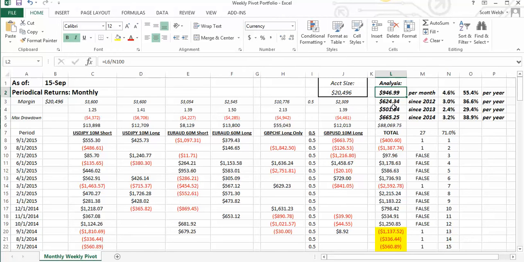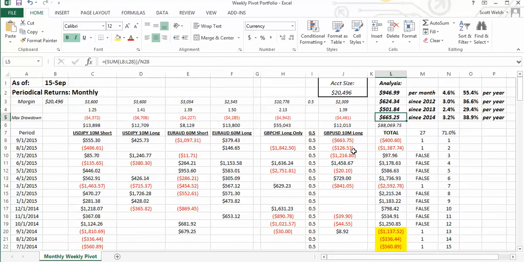Now, these numbers are important. I like to look at what's happened in the medium term. So since 2012, you can see the number drops a little bit. Since 2012, this portfolio has only averaged 624, which is less. And obviously the reason is 2008, 2009 were huge trending markets and you got a lot of winners. Then I look at it from 2013 to now, and that's a little bit less. 2013 itself was just not that great.